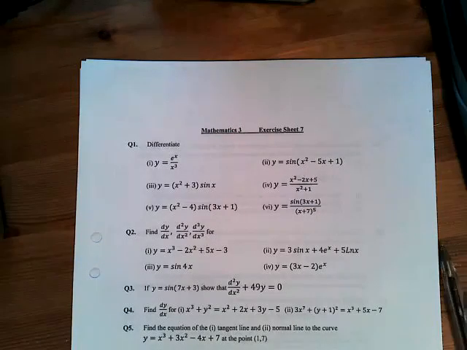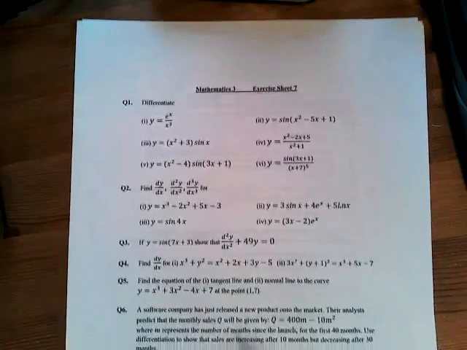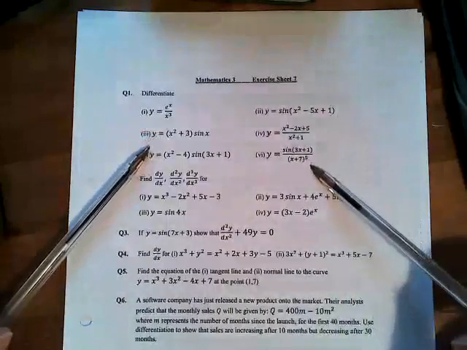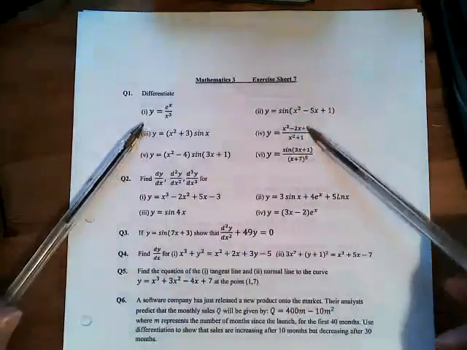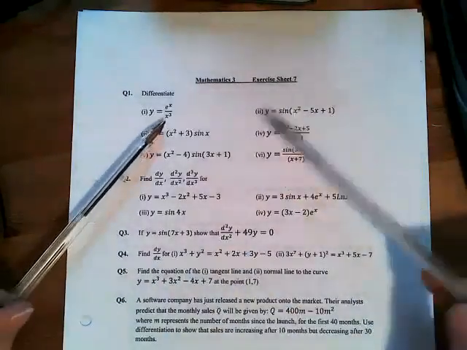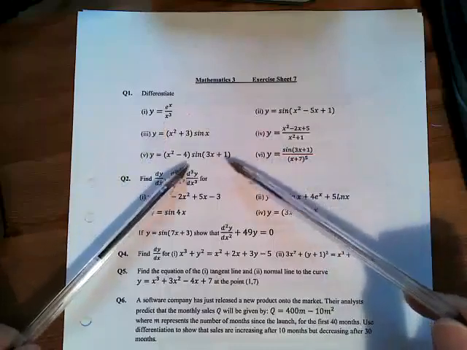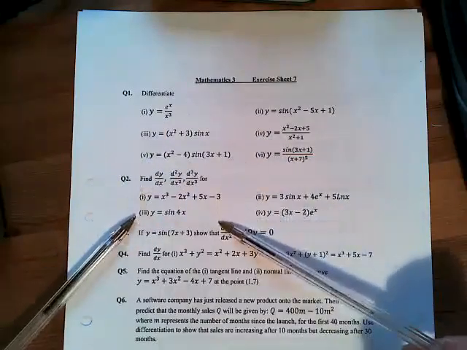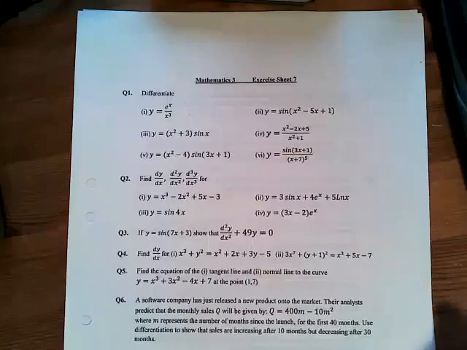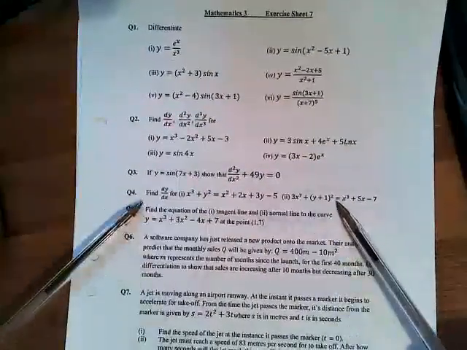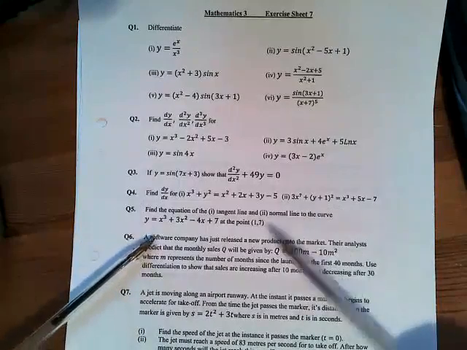Okay folks, we're just going to look at the solutions to exercise sheet 7. Question 1 is revision of what we were doing in sheet 6. Things like quotient rule, product rule, chain rule. Question 2, we're looking at higher derivatives. Number 3 is just an application of that. Number 4 is implicit differentiation.